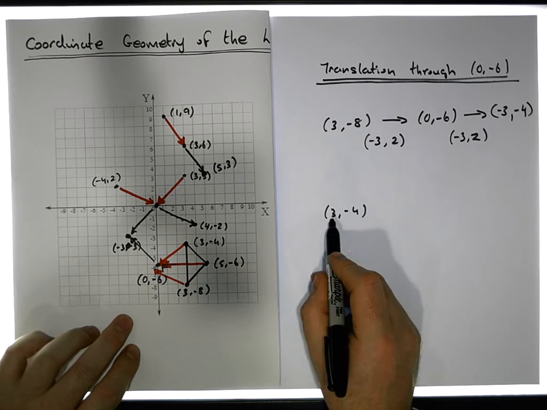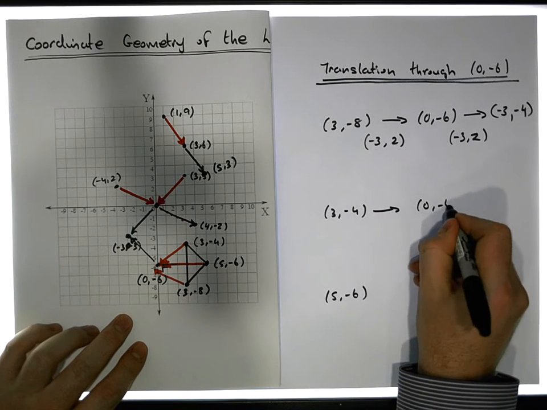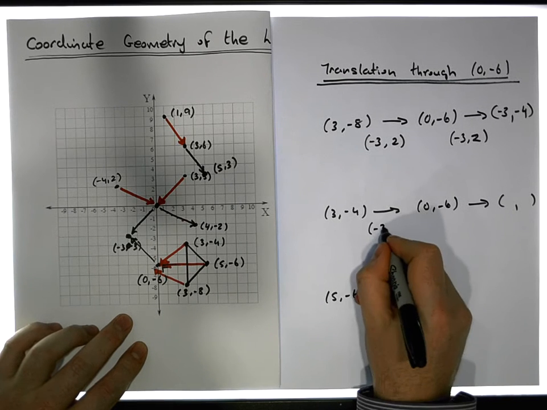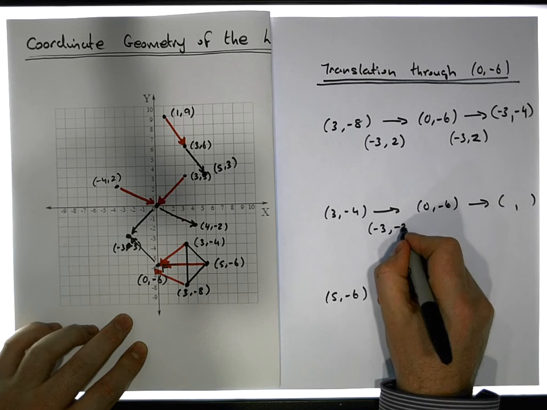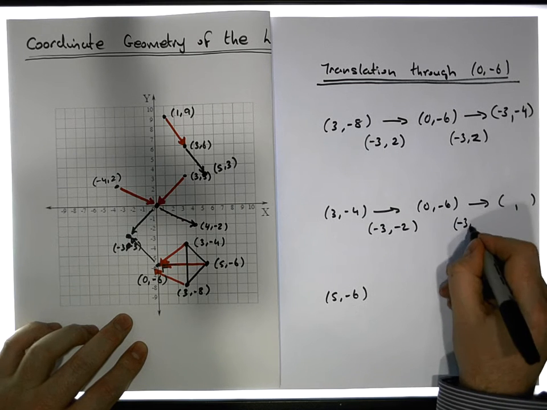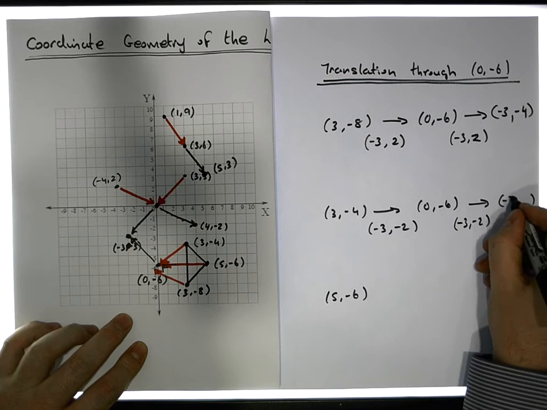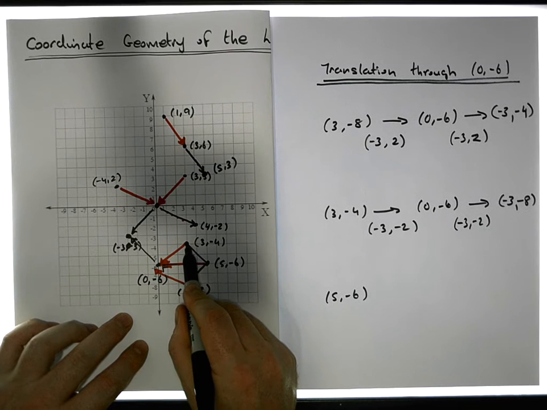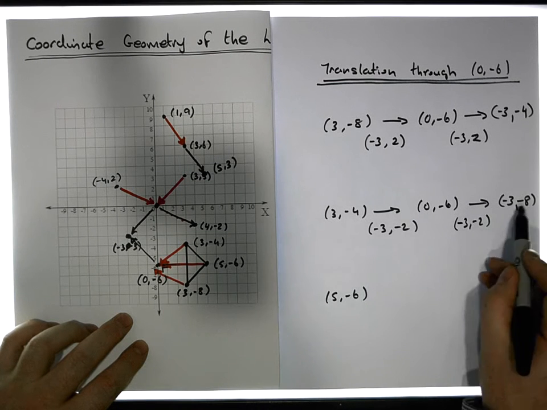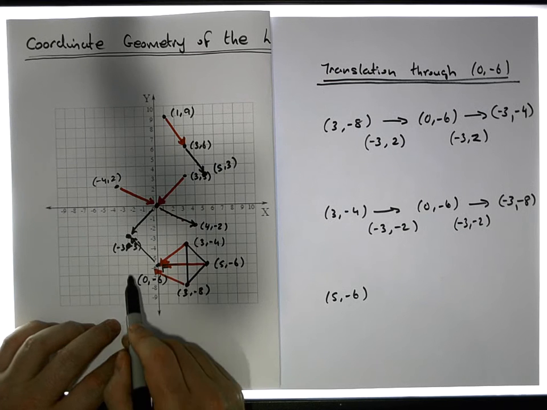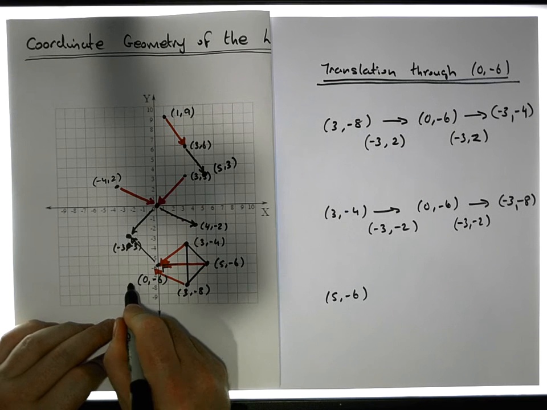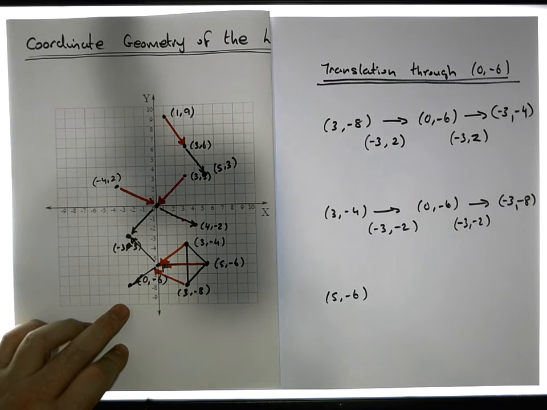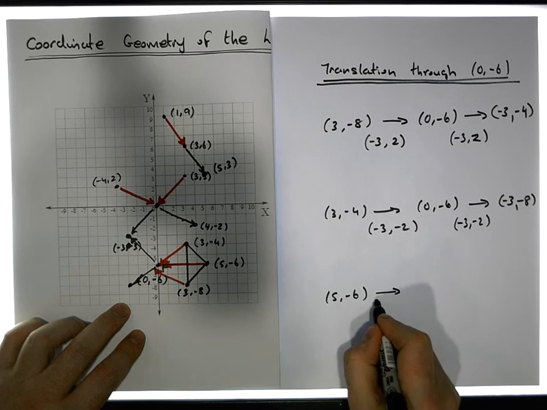What happens to (3, -4)? Well, (3, -4) needs to go through (0, -6), and needs to come out to an image. How do we get from 3 to 0? We add on -3. How do we get from -4 to -6? We add on -2. So let's do that on this side. We end up with 0 and -3 gives us -3. -6 and -2 gives us -8. So the effect of (3, -4) through (0, -6) is it's taken to (-3, -8). So here's -3 and here's -8. So the effect is that this point is taken through to here.